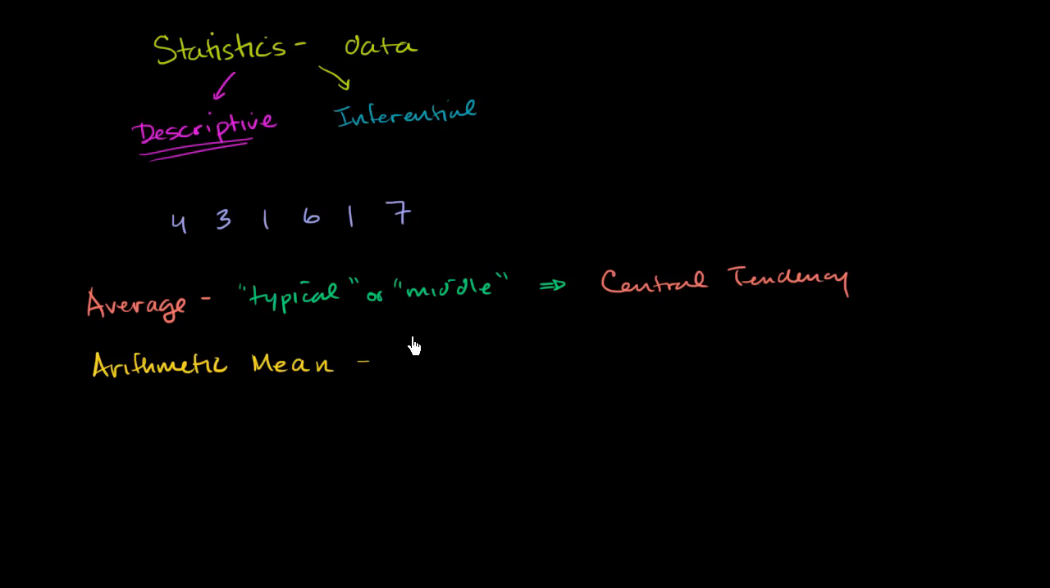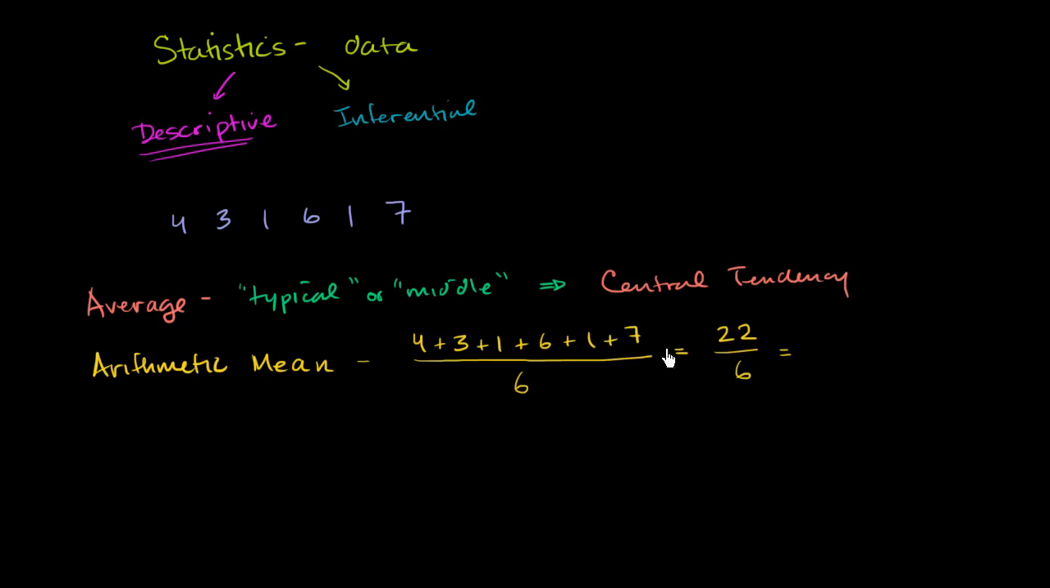Well, let's just compute it. It's going to be 4 plus 3 plus 1 plus 6 plus 1 plus 7 over the number of data points we have. So we have 6 data points, so we're going to divide by 6, and we get 4 plus 3 is 7, plus 1 is 8, plus 6 is 14, plus 1 is 15, plus 7 is 22. We'll do that one more time. You have 7, 8, 14, 15, 22. All of that over 6.